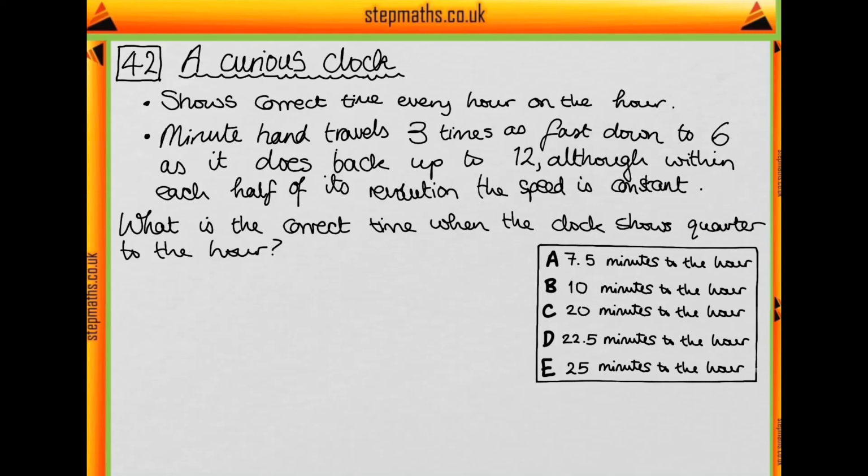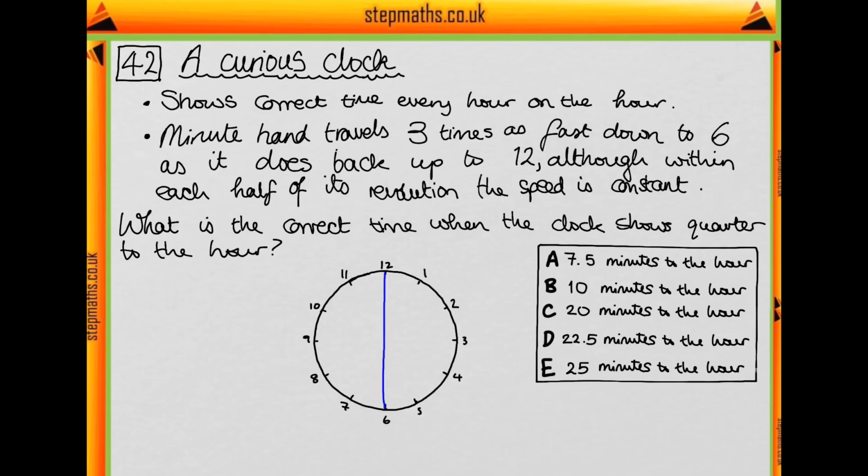So in this question, question 42, we're told about a slightly unusual clock which has a bit of a problem. It shows the correct time every hour on the hour, but the minute hand travels 3 times as fast down to 6 as it does back up to 12. Although we're told that within each half hour that it's in, the speed is constant. And we want to know what happens when the clock shows 1/4 to the hour. What is the correct time at this time?